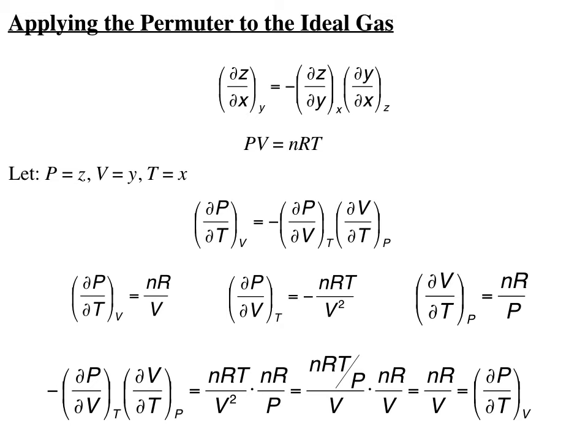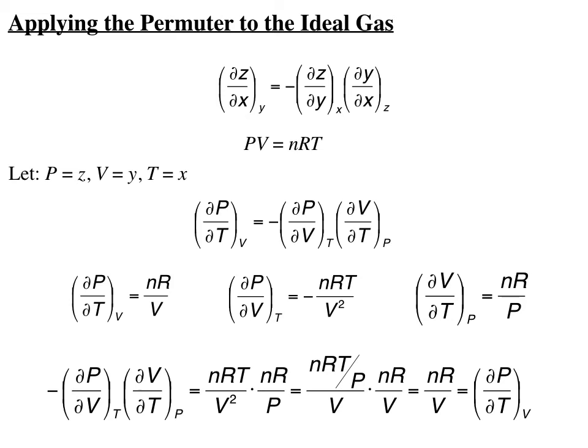Then the third partial says, take the derivative of the volume with respect to temperature, as the pressure is held fixed. So dV/dT at fixed P, since V is equal to nRT over P, I can take the derivative of that with respect to T, and that is equal to nR over P. So when I combine those three, it says that nR over V has to equal negative times minus nRT over V squared times nR over P. Just putting everything together that we have learned.